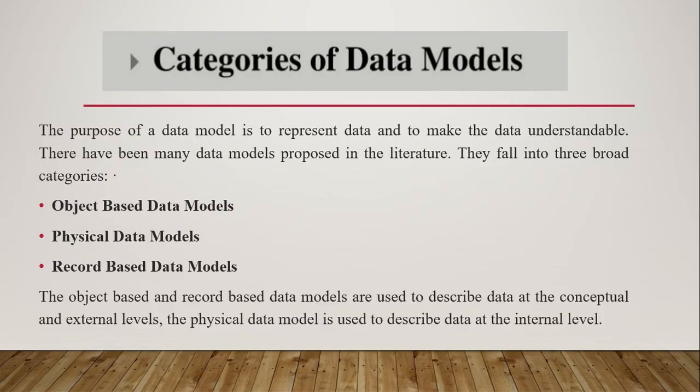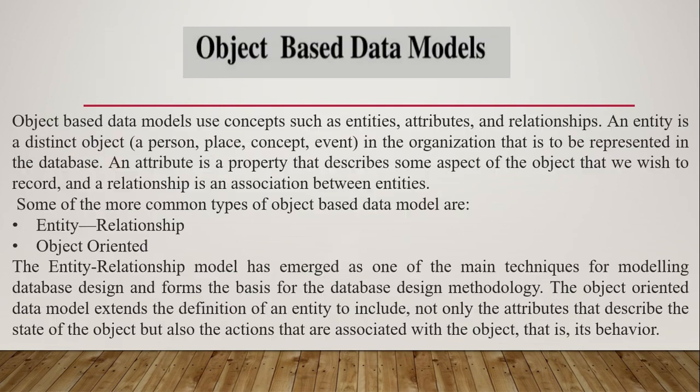Now we have the categories of data models. The purpose of the data model is to represent the data and to make the data understandable. In this way, it can be categorized into three main parts. First of all, the object-based data model. Second one is the physical data model. And third one is record-based data models. First is object-based data models.